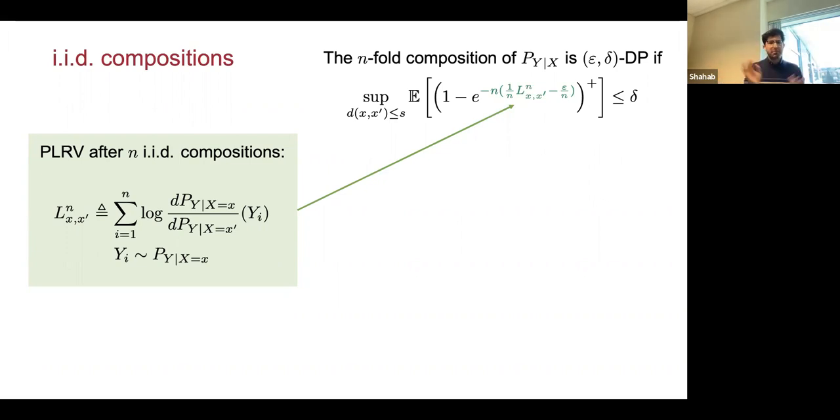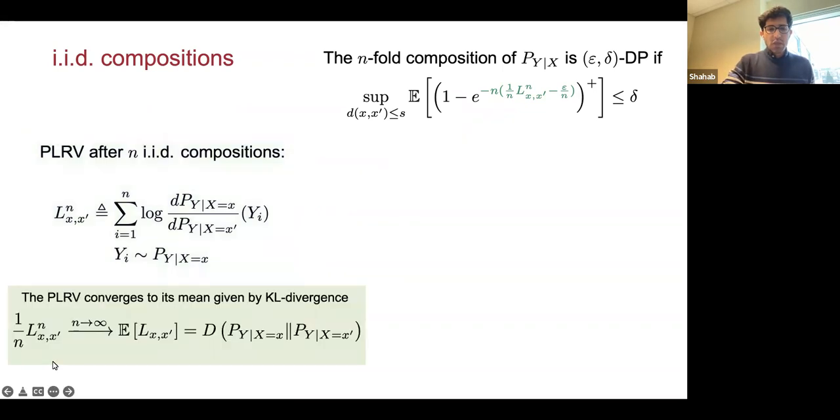Okay, so this is just definition. So we can say that the n-fold composition is epsilon-delta DP if this thing happens. Okay, but now again, look at this. This is the sum of a bunch of IID random variables. And we know from stat 101 or probability 101 that when we are looking at the sum of a bunch of random variables, they are going to concentrate around their means. So when we look at the average of this privacy loss random variable, this average is going to converge to the expected value of the privacy loss random variable.